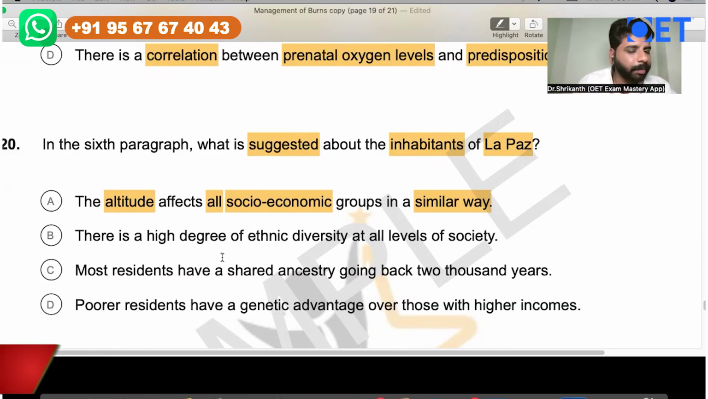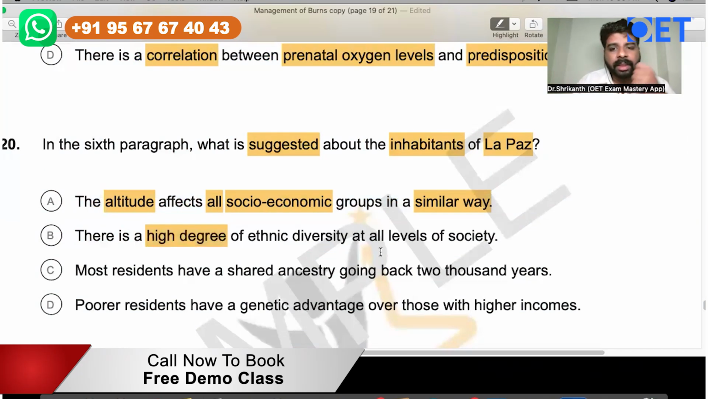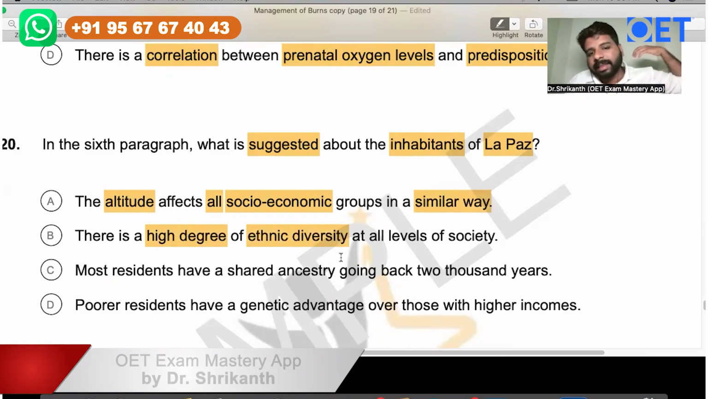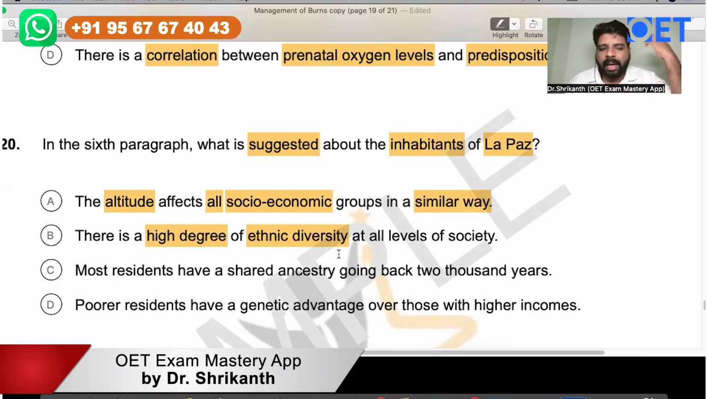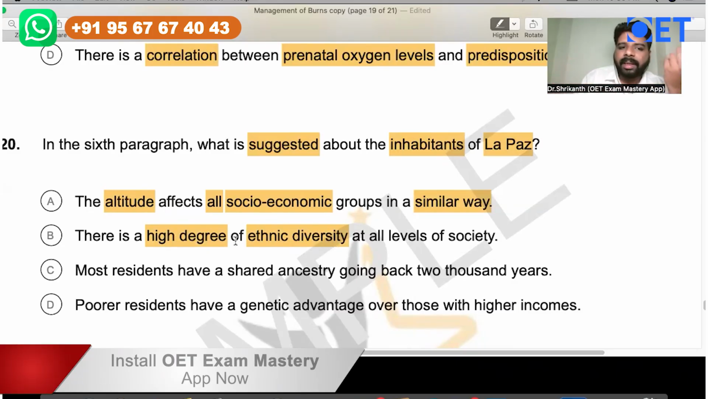Let's come to answer option B. There is a high degree of ethnic diversity at all levels of society. Okay, so ethnic diversity. Ethnicity basically means our race, our ancestry. Like African population, Chinese population, Sri Lankan population, Indian population. So there are different ethnicities, right? There is a high degree, that means there is too much, a lot of ethnic diversity.